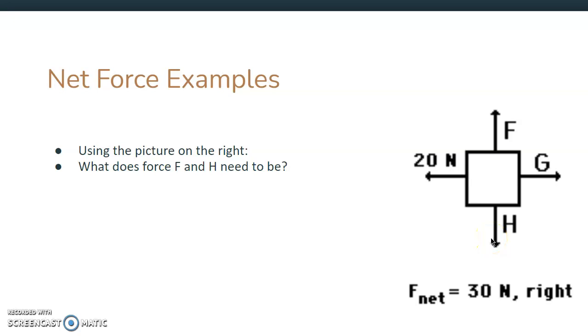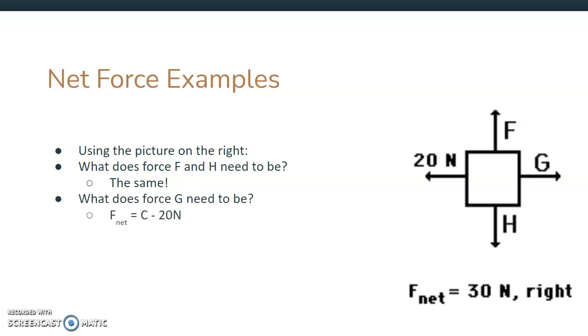Well, if we're only going to the right and we're not going up and down, that means that F and H have to be the same. So they could both be 0 newtons, they could both be 100, it doesn't matter as long as F and H are balanced, are exactly the same. And then what does that mean D needs to be?